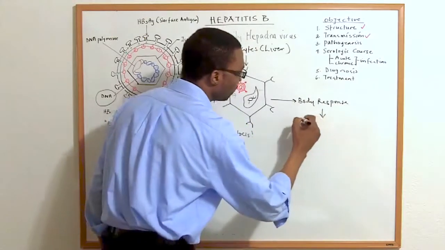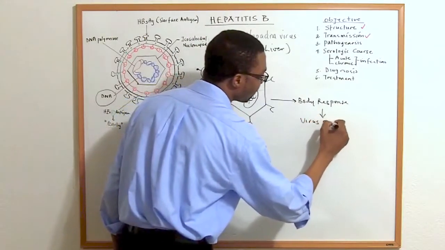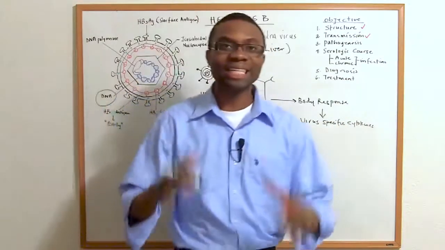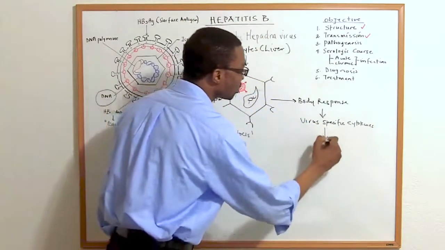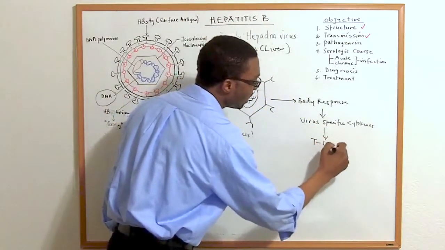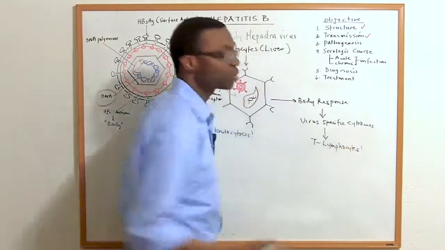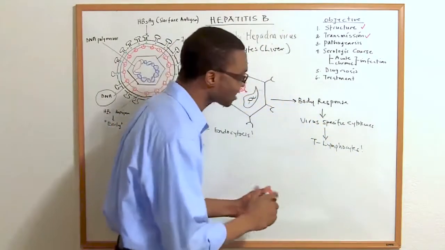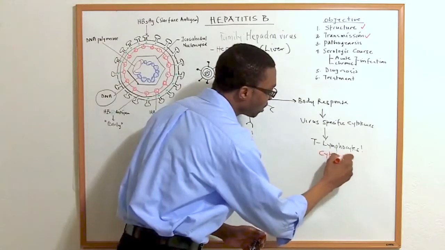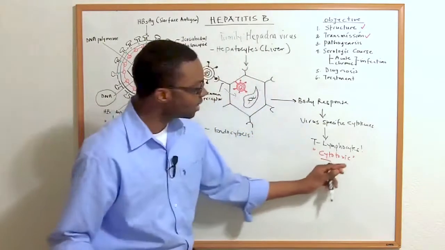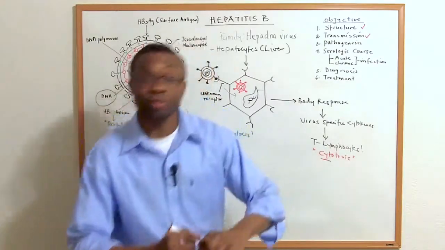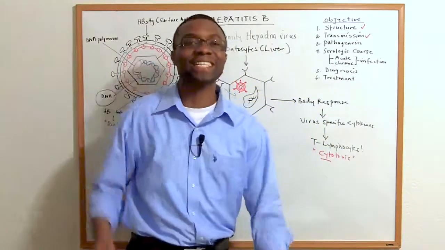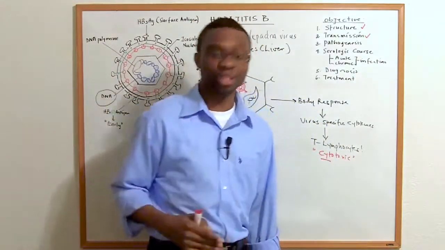Don't come in here. Virus-specific cytokines. These are like little perfumes to tell T lymphocytes to come to the spot. T lymphocytes to be recruited into the liver, where when the T lymphocytes come in, these are actually cytotoxic. Let's look at the word cytotoxic. Cyto means cell. They're actually toxic to the cell itself. So the viruses are running, the T lymphocytes are running to the spot to go find the virus and kill it. It's an assassination mission.